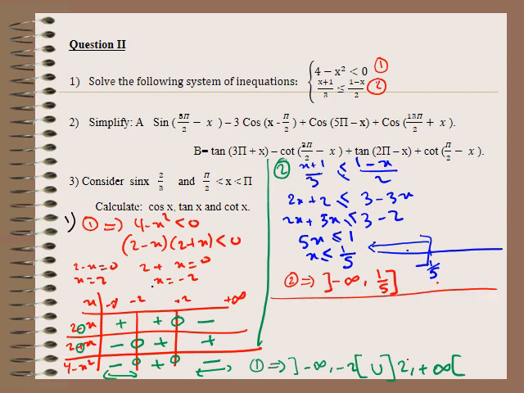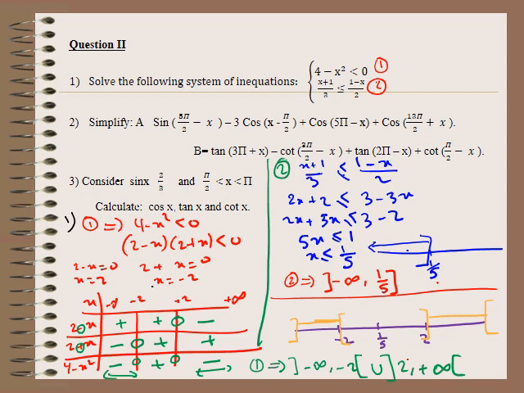Now find the solution of the system. Put the solutions of the first inequality and the second inequality together: minus 2, 1 over 5, 2. The solution of the first inequality is minus infinity to minus 2, union from 2 to plus infinity.